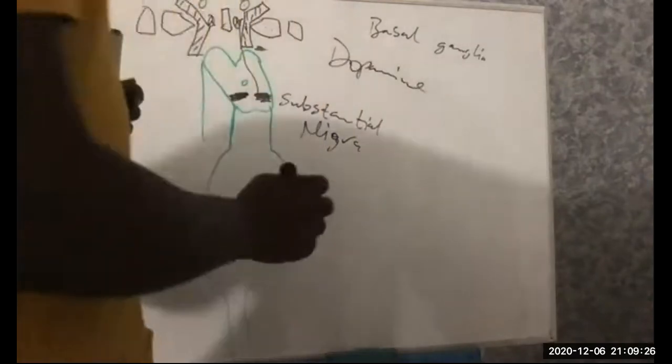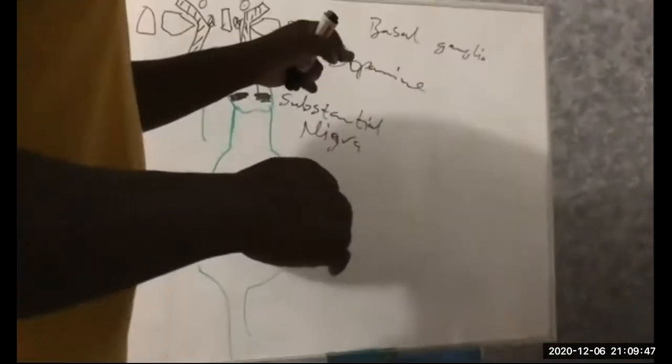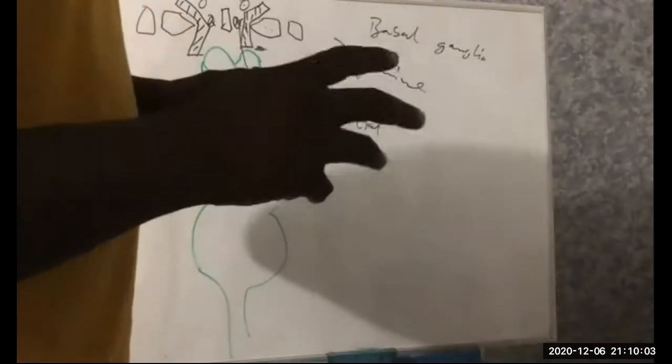Okay, dopamine. The function of dopamine is to help us initiate movement, to start movement and also bring the movement to a halt. So before you can start a movement, you need the dopamine, right? And before you can stop a movement, you need the dopamine. Without the dopamine, it will be difficult for us to start a movement, and if a movement is going on, it is difficult to stop it.